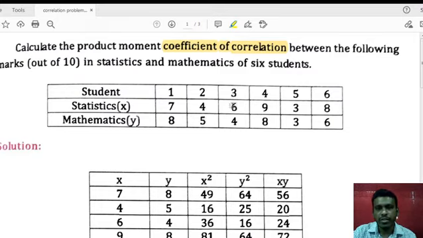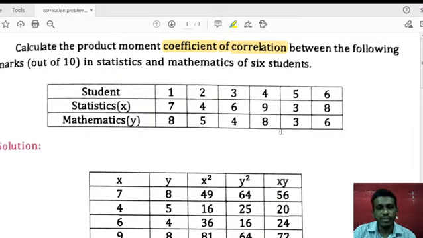The third student has scored 6 out of 10 in statistics, and in mathematics it is 4 out of 10. Similarly, the fourth student has scored 9 out of 10 and 8 out of 10 in the two subjects respectively. Now, we have to find out the coefficient of correlation, but we have not been told whether to use Karl Pearson's coefficient method or Spearman's rank coefficient method.